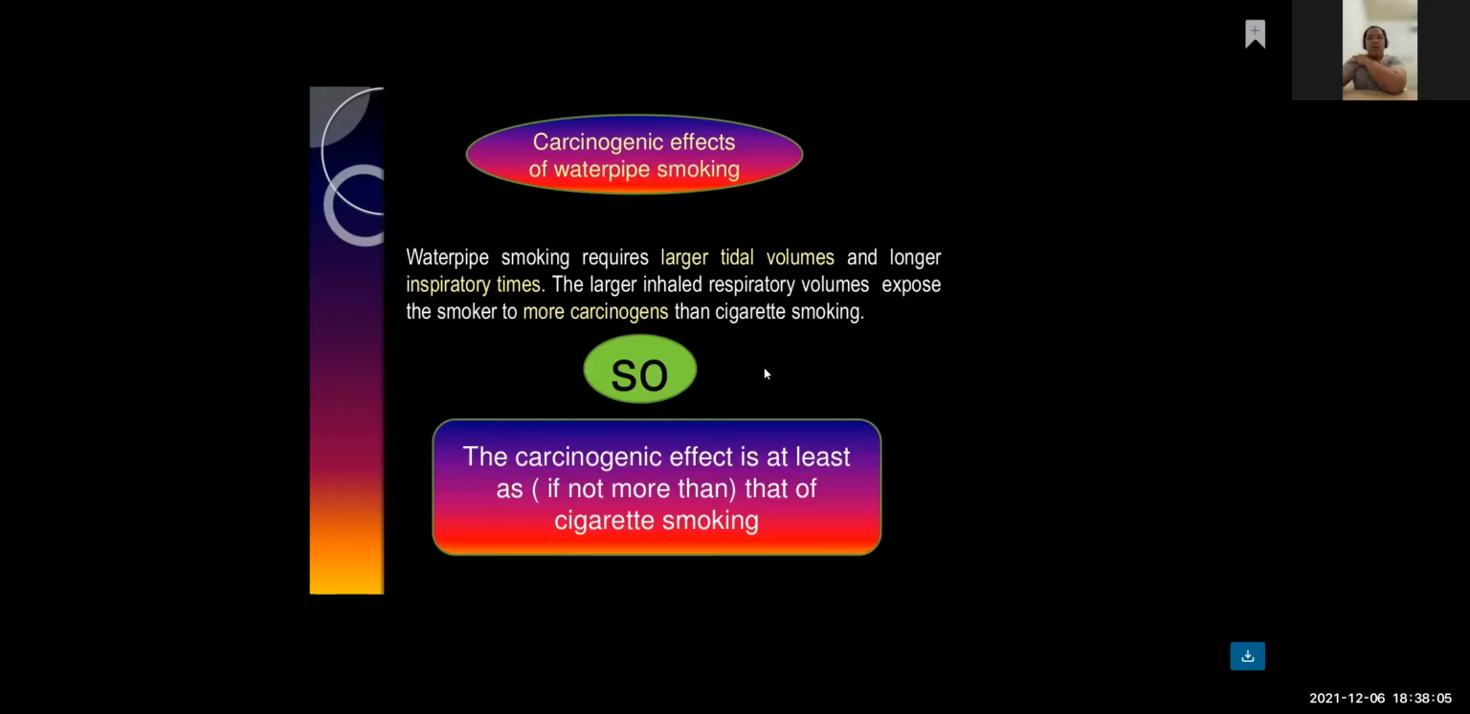Water pipe smoking requires larger tidal volumes and longer inspiratory times. The larger inhaled respiratory volumes expose the smoker to more carcinogens than cigarette smoking. So the carcinogenic effect is at least as great as that of cigarette smoking.